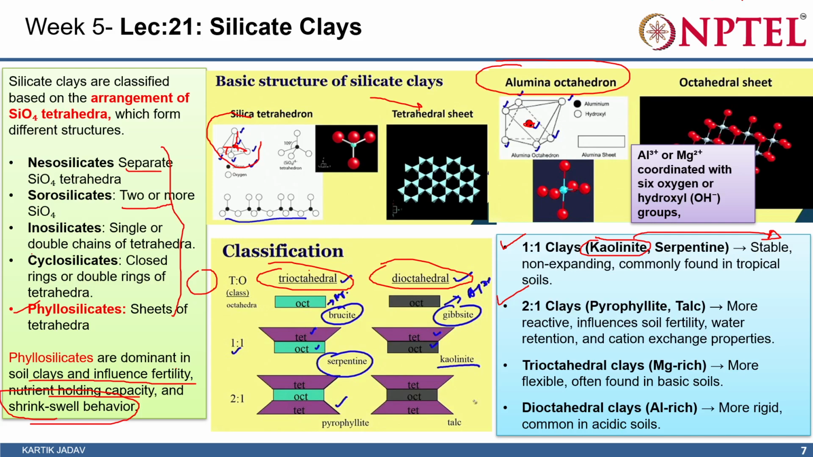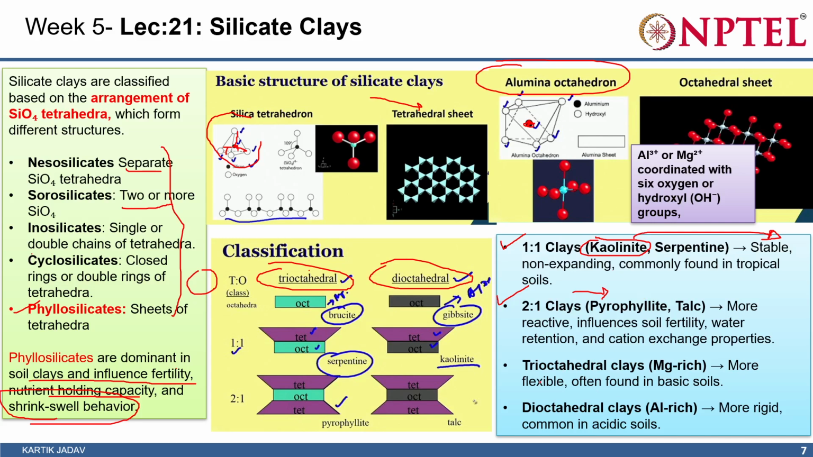Then, if we talk about the 2:1 clay type of structure, we have two tetrahedral sheets, and in between them we have one octahedral sheet. Examples of this kind of silicate clay are pyrophyllite and talc. This kind of clay has a more reactive influence. It influences soil fertility, water retention, and cation exchange property.